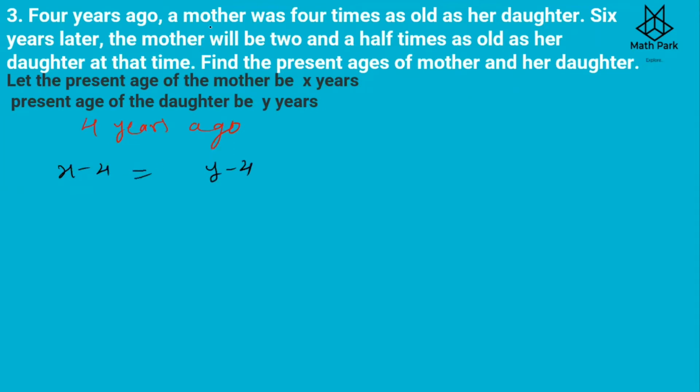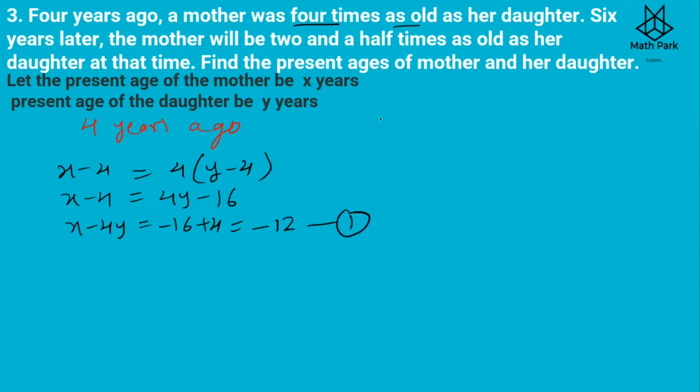Let us read. 4 years ago, the mother was 4 times as old as her daughter. 4 times. So x minus 4 is equal to 4 in bracket y minus 4. So we have x minus 4 is equal to 4y minus 16. We get x minus 4y is equal to minus 16 plus 4, which is equal to minus 12. This is our equation number 1. Let us read the next condition.